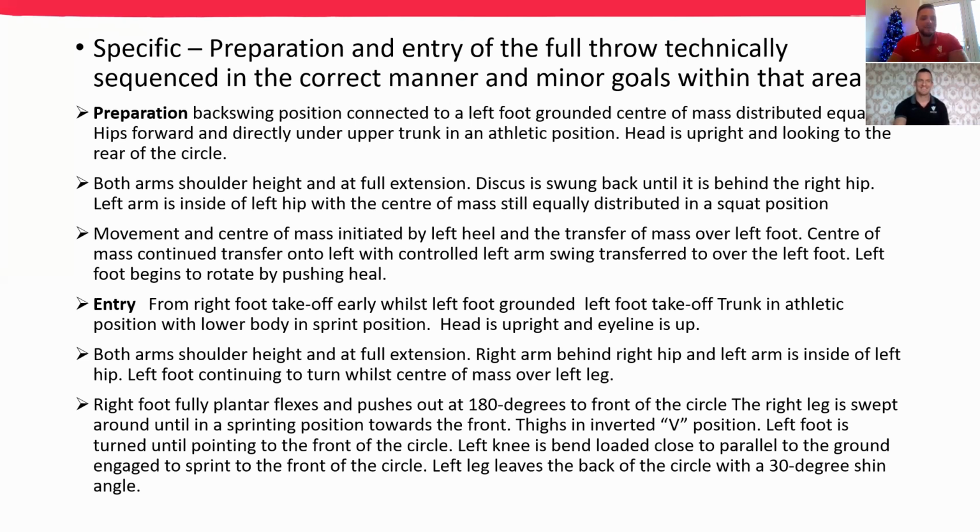So entry, in terms of that right foot, we take off early while the left foot is grounded, trunk in an athletic position. This is where the physical area comes in a little bit later. So we've got that trunk in athletic position. We have the upper body set nicely over the hips, the head upright, the head becomes a rudder. And then both arms shoulder height, full extension, right foot plantar flexes. If you want to go into any of these technical points, please have a look at the discus webinar. If you go to the next one, Finn.